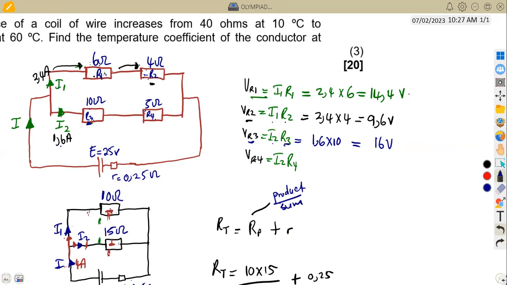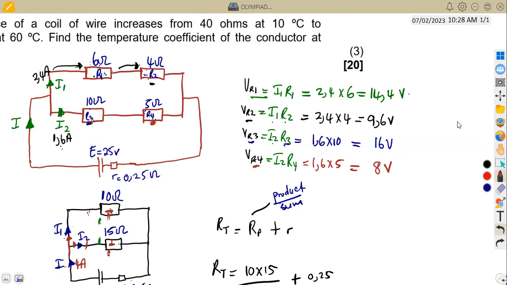All right, the same thing on our VR4. This time we are talking about I2, the same current flowing because it's a series circuit. So it is 1,6 times our R4 in this case, which is 5. So 1,6 times 5, this will give us 8 volts.